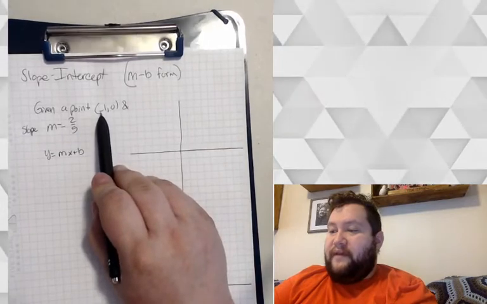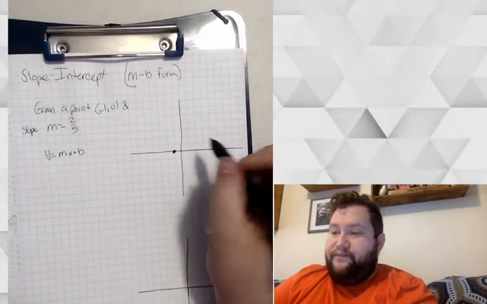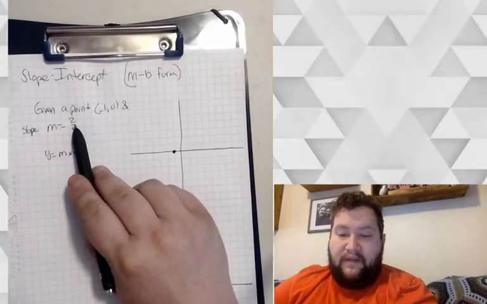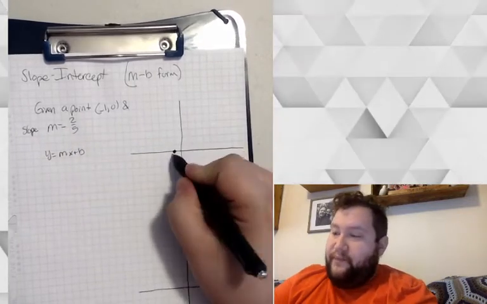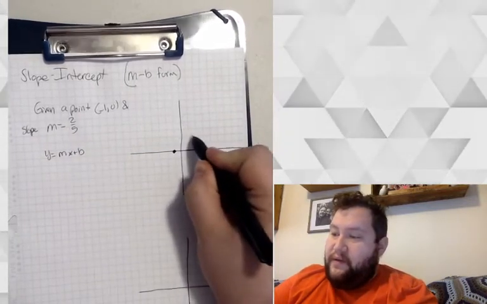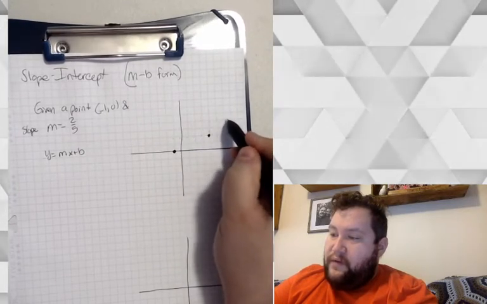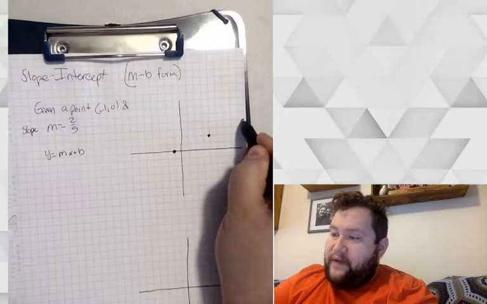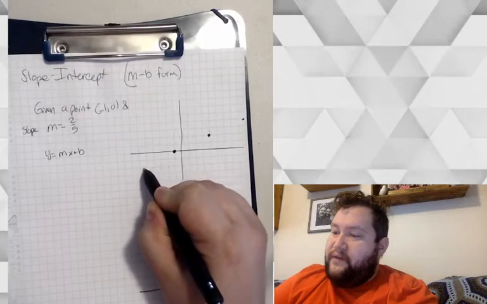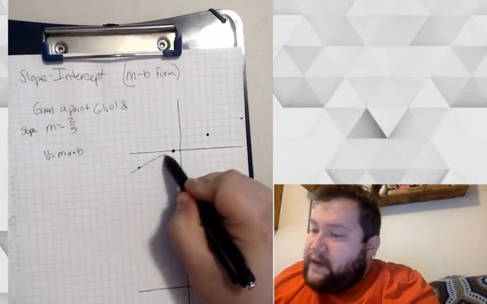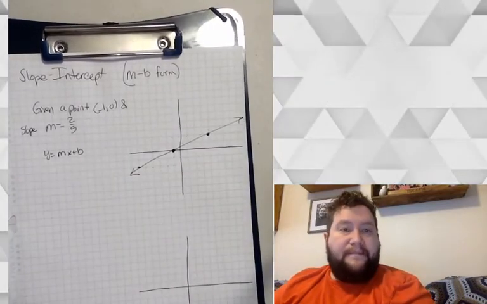So we have x equals -1, y equals 0. Our slope is 2/5, so that means we go up 2, right 5. Up 1, 2, to the right 1, 2, 3, 4, 5, at the very edge. Work backwards, down 2, left 5: 1, 2, 3, 4, 5. And we can connect those, and we get something that looks like that.